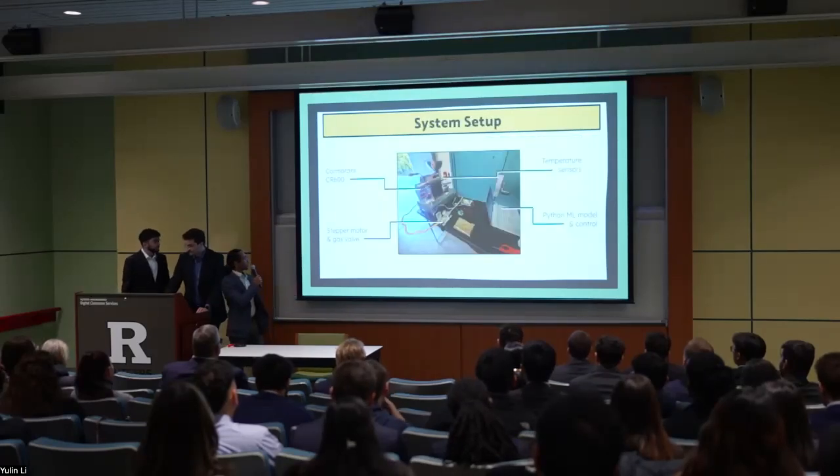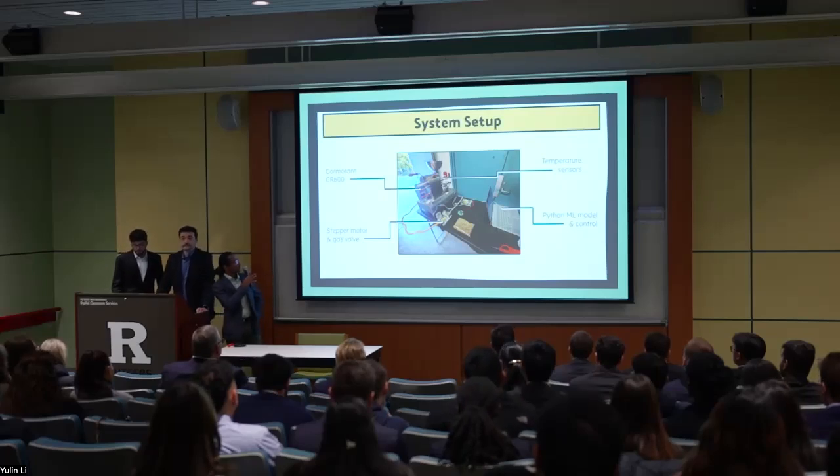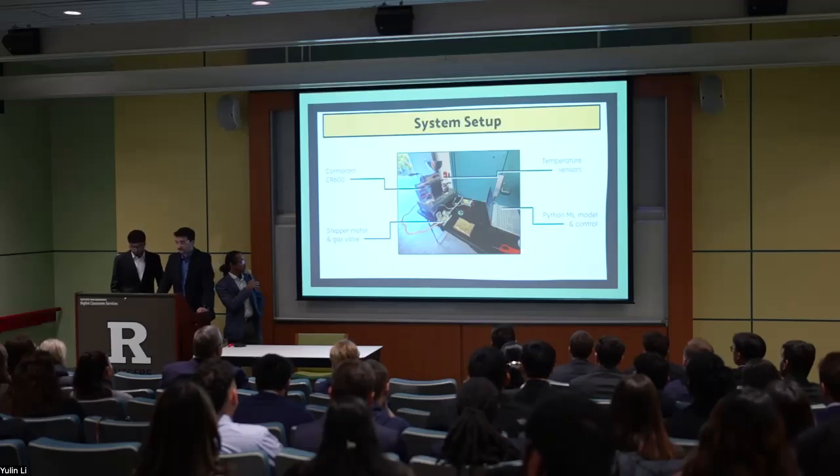So this is our system. We have a Cormorant CR600 roaster and a couple of temperature sensors in the roaster. We also have our stepper motor and gas valve set up on the side, and the computer to control everything.